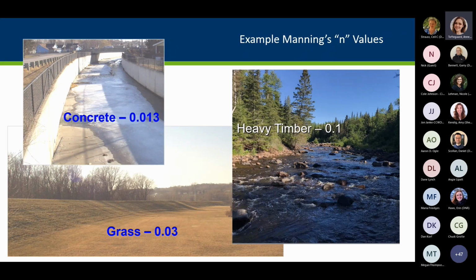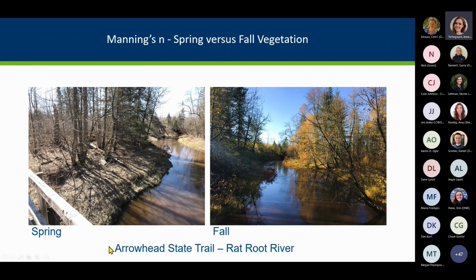There's concrete, which generally has a Manning's N value of 0.013. And then there's grass here down below. That's a nice big grassy channel with a Manning's N of 0.03, a little bit higher. And then the picture on the right shows heavy timber in the floodplain. This is the Baptism River up in northern Minnesota, and this is a higher Manning's N value of 0.1.